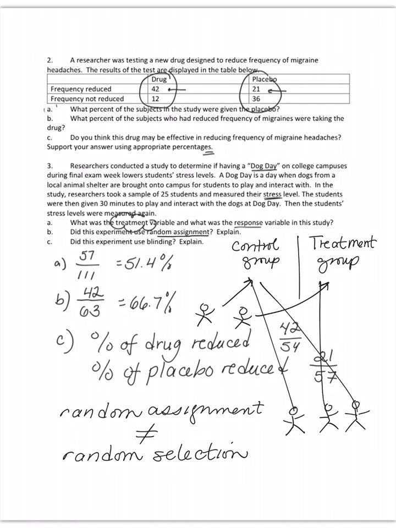That's called random assignment. And since this experiment did not have two groups, it didn't have a control group, all the students in this experiment were exposed to dogs. All of them got tested for their stress. There was no control or treatment group, and so this experiment did not use random assignment. And I'll let you read about blinding on your own, but most people did a great job on that one.